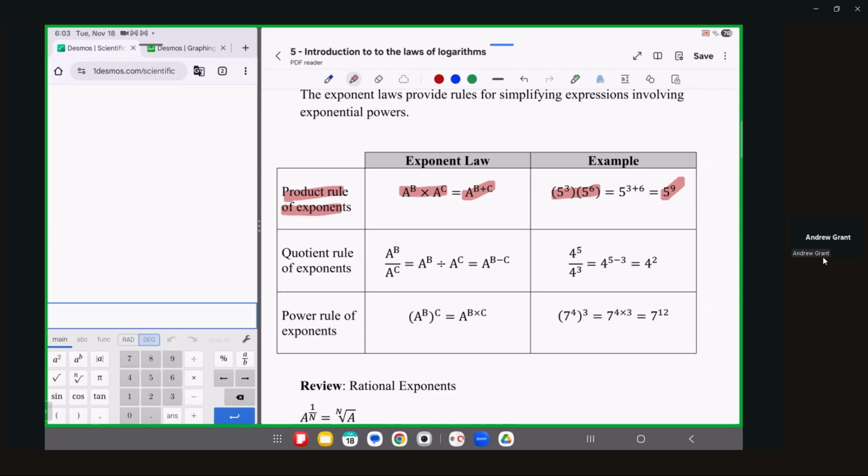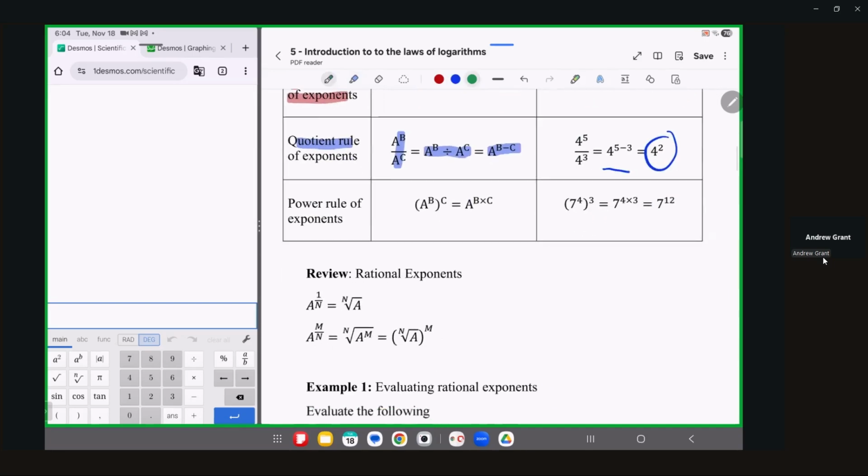The quotient rule: if you have a to the power of b divided by a to the power of c, or if you happen to see the division variant with the division sign, you keep the base and subtract the exponents. And so if you have 4 to the power of 5 divided by 4 to the power of 3, that's the same thing as 4 to the power of 5 minus 3, and that'll be 4 to the power of 2.